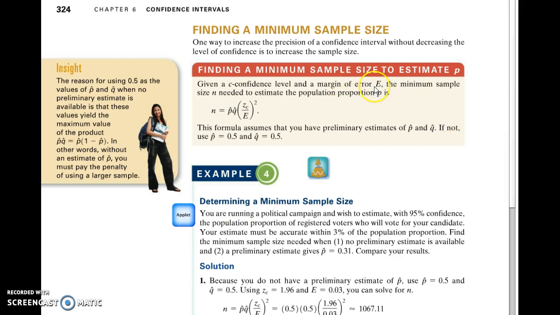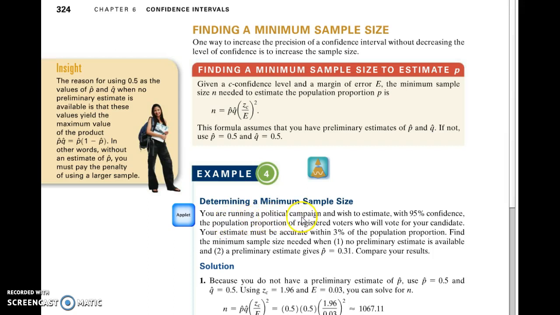We're going to choose the margin of error. And we also want to control how confident we are in that confidence interval. We're going to choose our confidence level. And based on those two choices, we're going to plug it into a formula and get what our sample size needs to be in order to have those two values the way we want them. So I'm going to walk through example 4 here.